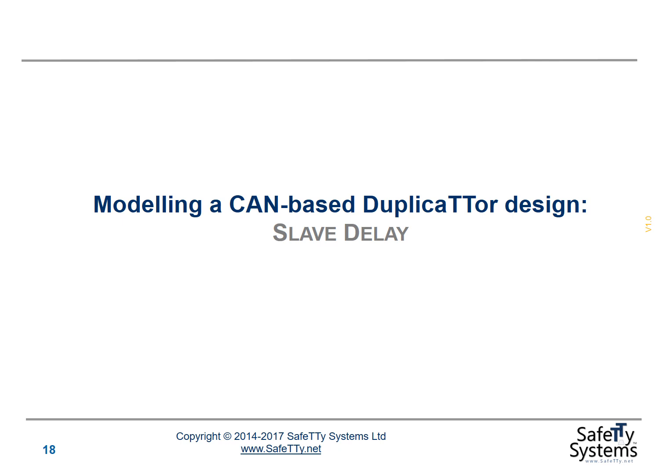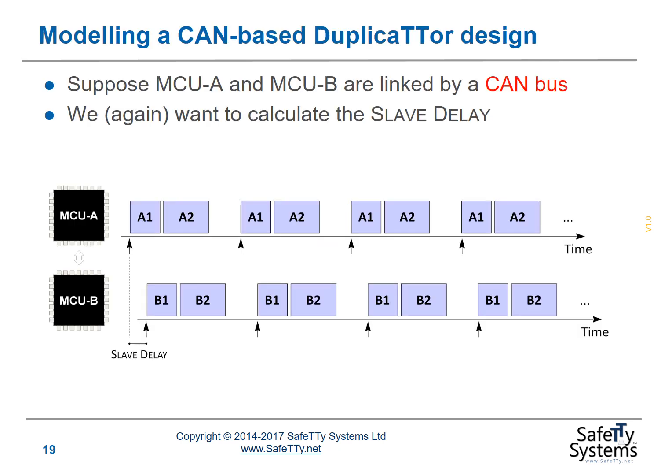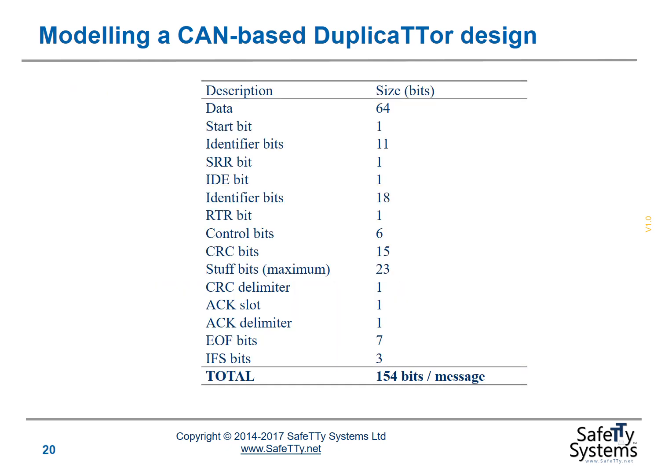Let's now consider a CAN-based design. Again, we'll look at a duplicator design, and the techniques can be extended quite happily to work with distributed examples. So let's look at a CAN-based design. Again, we want to calculate the slave delay. So we've seen this table before. We'll assume we have 154 bits per message in our CAN messages. That is assuming here 8-byte messages are being transferred.